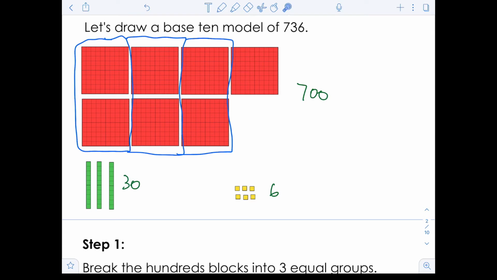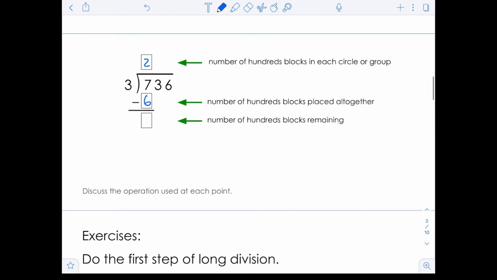Okay, so we had 1, 2, 3, 4, 5, 6 blocks in the groups. And there was 1 left over. If you think about the traditional method of long division, it's how many 3's go into 7. The answer is 2. And then we do 3 times 2, and that is equal to 6. And then we subtract 7 minus 6 is 1.